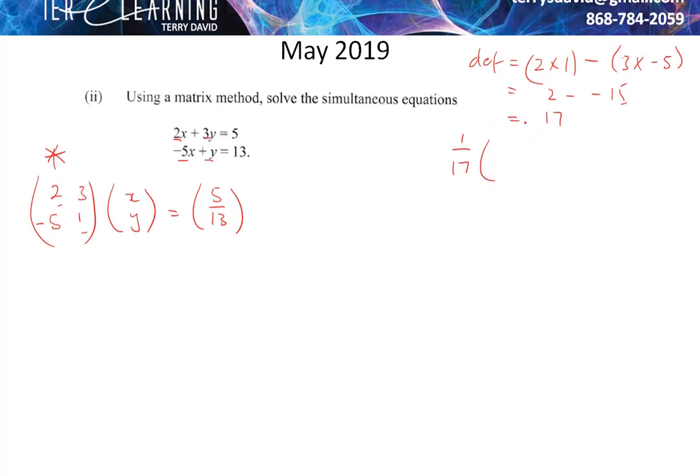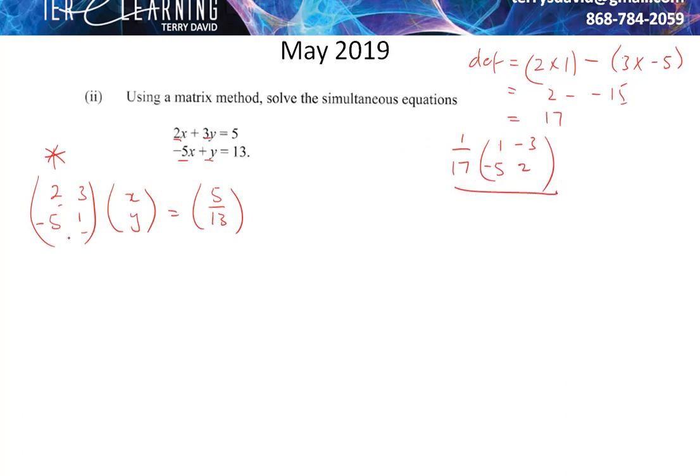And we're going to write down the adjoint of the matrix. We swap the positions of the 2 and the 1. So this is 1 and 2. Then we have to put a minus sign in front of these. Minus 5. Right? So that is actually my inverse matrix. Now, to solve this question, what we need to do is take this, my inverse.